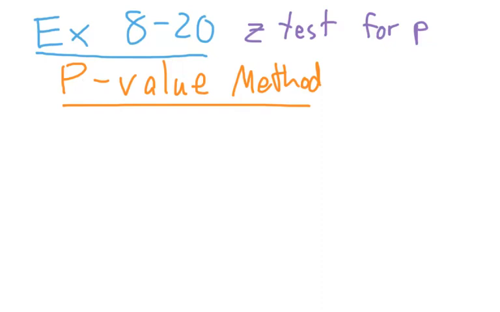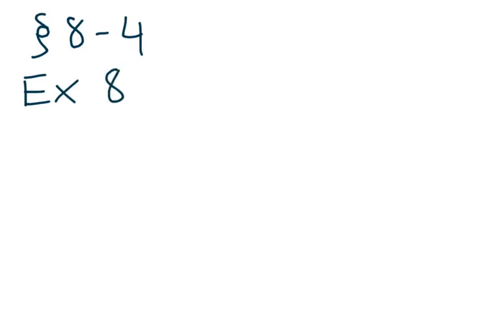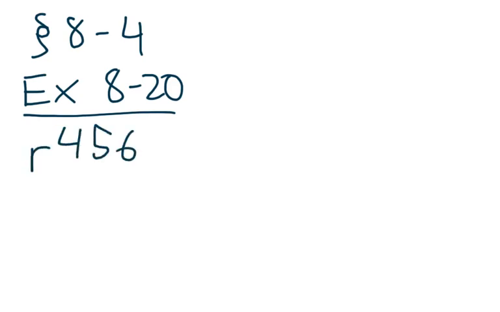All right, in this example, we are going to explore the p-value method for doing the z-test for a proportion, p. Okay, we're looking at example 8-20. This is still in section 8-4, still talking about the z-test for a mean, looking at example 8-20. And we're located on page 456. Kind of like a pattern.